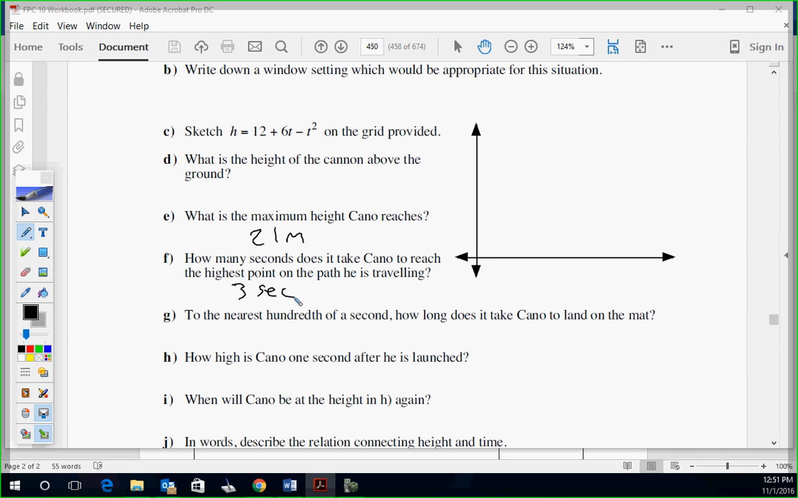To the nearest hundredth of a second, how long does it take the cannonball to hit the mat? So when does it hit the ground? Right, so do the zero. See how we're seeing what it's asking for, but it's not saying find the x-intercept? You have to make that translation. So somebody do that. Let me know. How high is the cannonball 1 second after it's launched? So that would be trace 1.